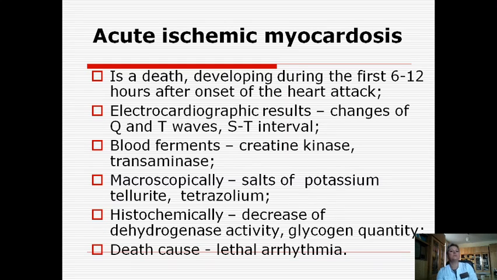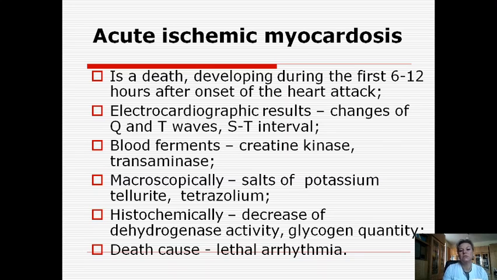What about acute ischemic myocardosis or dystrophy? It is a death developing during the first 6-12 hours after onset of the heart attack. Electrocardiographic results: change of Q and T waves and ST interval. Blood enzymes, creatine kinase increase, transaminase increase. Macroscopically, with salts of potassium, tellurite, and tetrazolium we see appearance.